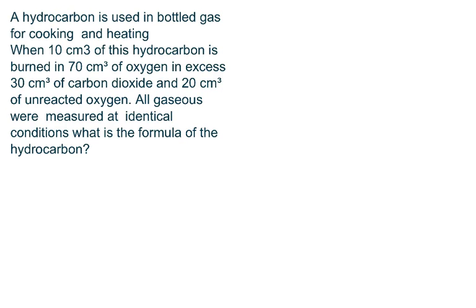Okay, so ladies, here's the question, which is in the first paper you have. A hydrocarbon is used in bottled gas for cooking and heating. When 10 centimeter cube of hydrocarbon is burned in 70 centimeter cube of oxygen, the final gaseous volumes were measured. The final gaseous volumes were found to contain 30 centimeter cube of carbon dioxide and 20 centimeter cube of unreacted oxygen. All these volumes were measured under identical conditions. And now we need to find the formula.